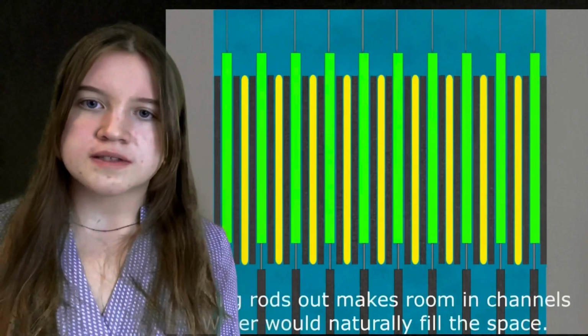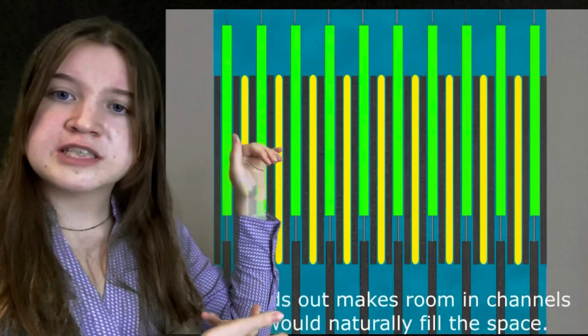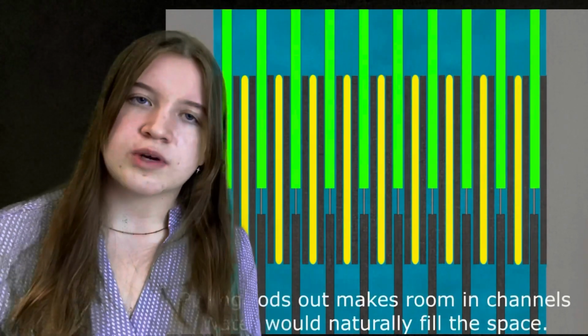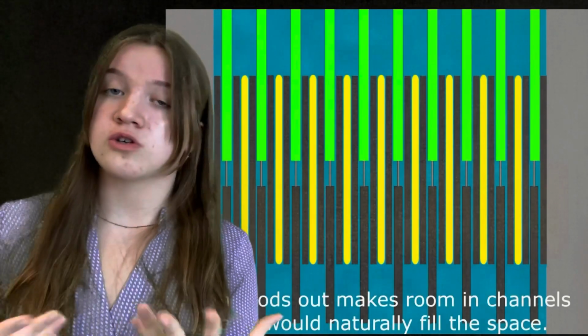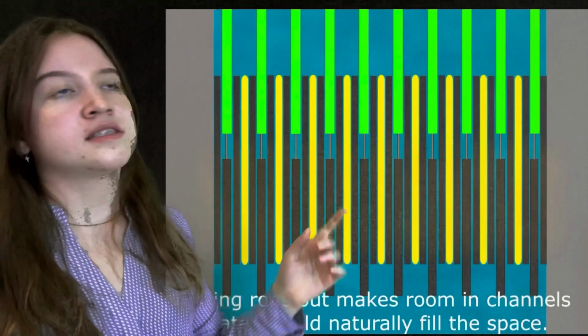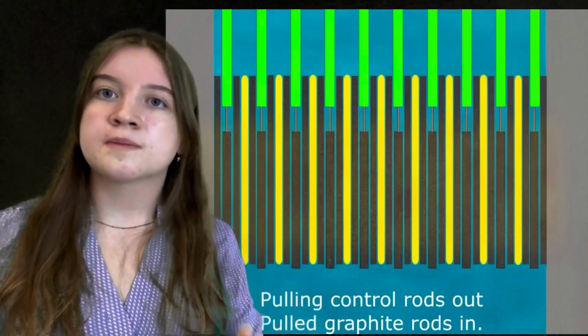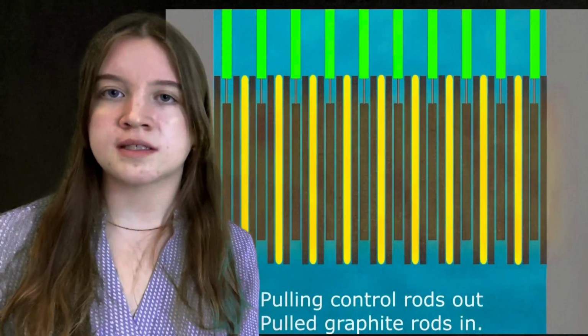Without the graphite rods, the water would be the displacement, which would not really enhance reactivity because water is considered to be a neutron absorber. Thus, this makes our control boron rods an effective brake for the system.